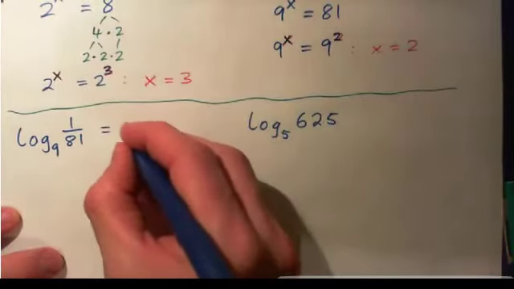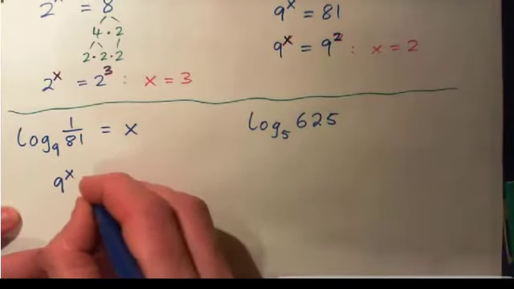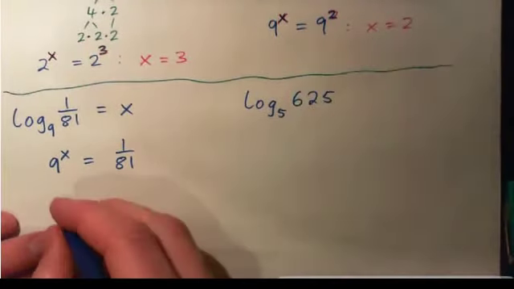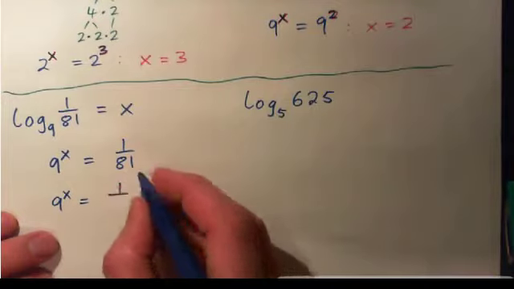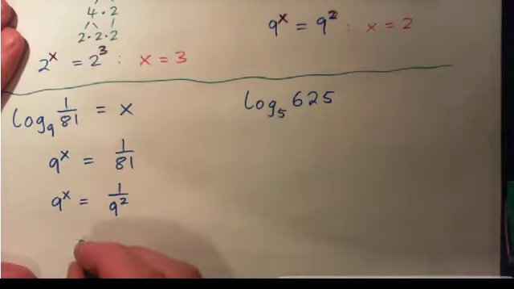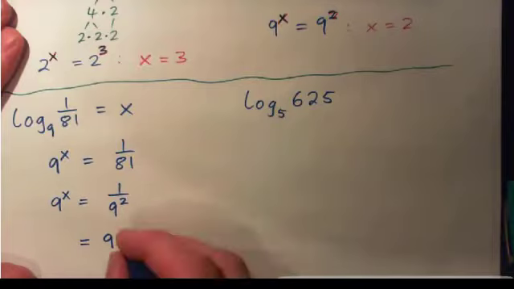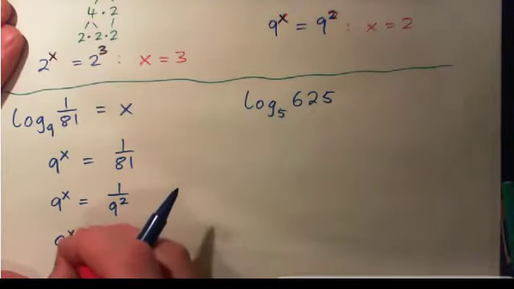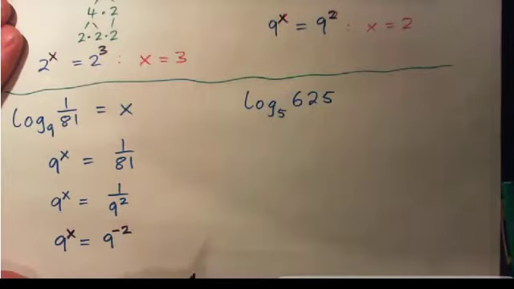So you set this equal to x, and then you have 9 to the power of x equals 1 over 81. Did you get that far? Okay. And that's 9 to the power of x equals 1 over, now 81 is 9 to the power of what? 9 to the power of 2. And 1 over 9 to the power of 2 is 9 to the power of negative 2. So we have 9 to the power of x equals 9 to the power of negative 2. So the exponent is negative 2. Right?